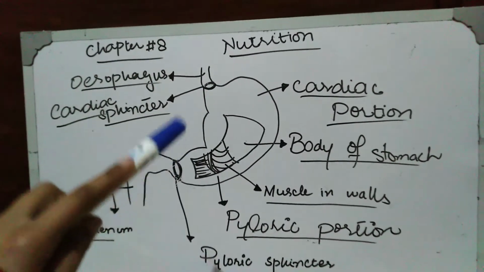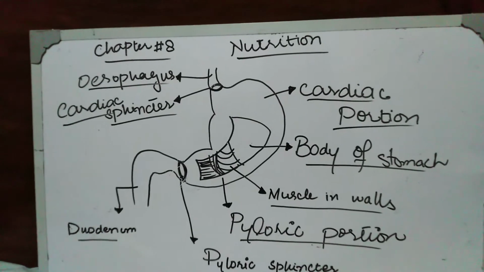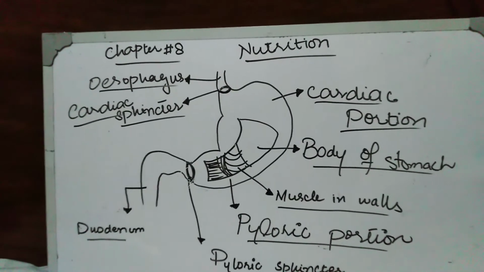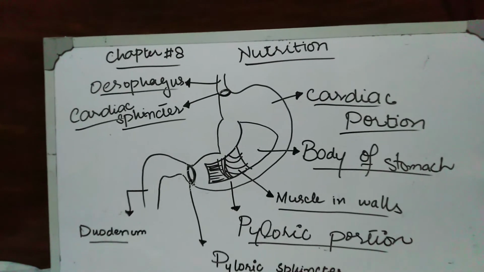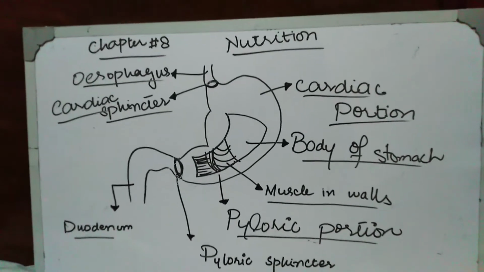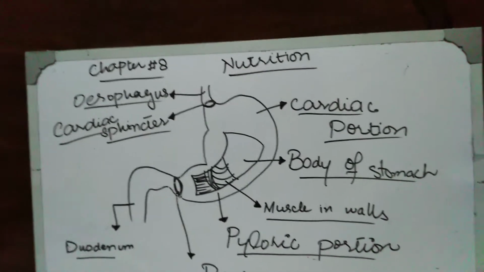The second process is churning. When I started the lecture, I already told you there are three functions which occur in the stomach. Number one is digestion, number two is churning, and number three is melting. We are going to discuss churning in the stomach.